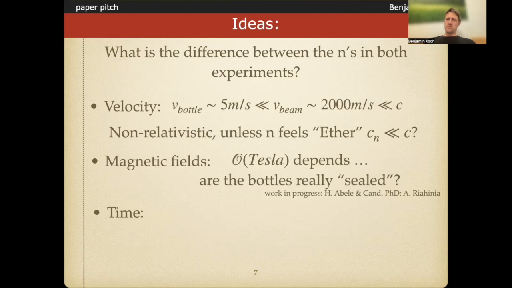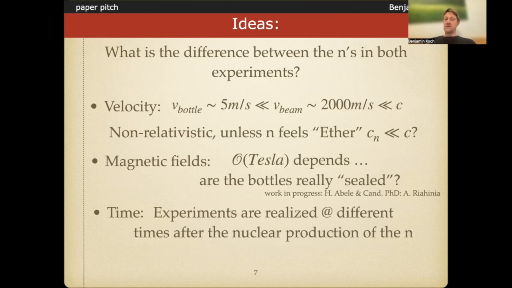What I want to raise your attention to is that the time is different: the bottle experiments and the beam experiments are made at a completely different time scale after the production of a free neutron in a nuclear decay or nuclear reactor. While the beam is close to the reactor with the freshly coming out neutrons, 20 milliseconds after basically their production, the bottle experiment is done much later, after a process of cooling and so on, about 300 seconds later.